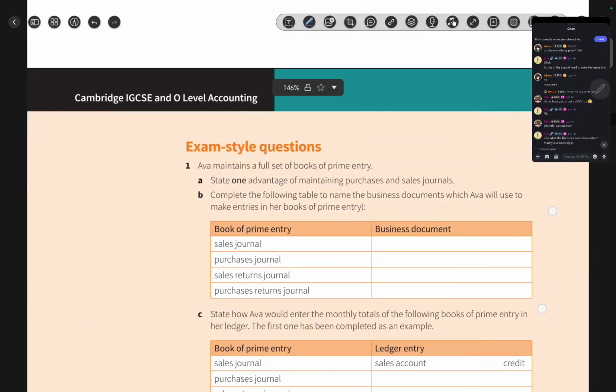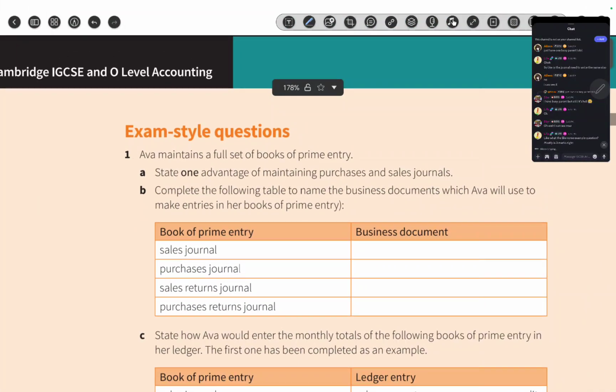Alright. Ava maintains a full set of books of prime entry. One advantage of maintaining purchase journal and sales journal. So you can say that it reduces the number of entries in the purchase ledger and sales ledger. Okay. Since they only ask for one, I'll just say one.